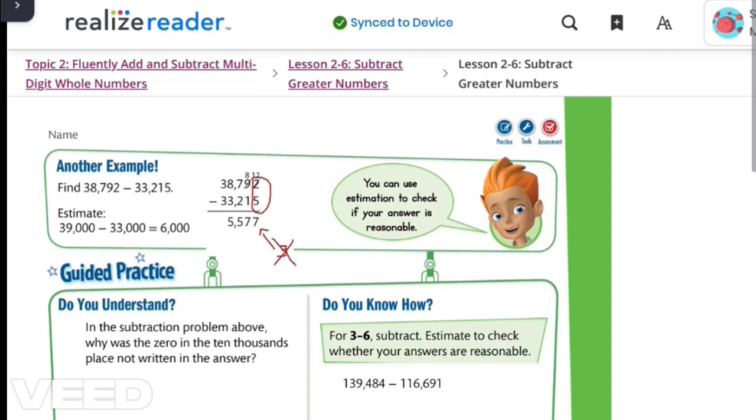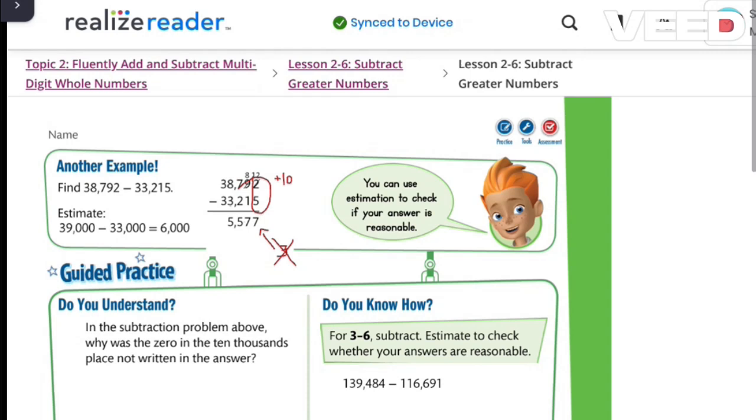Since we cannot do 2 minus 5, if you have 2 reals, you cannot give someone 5 reals. So what you need to do is go to your next door neighbor, which is 9, make it 1 lower, which is 8, and your 2 now becomes 10 higher. It becomes a 12 because 2 plus 10 is 12. Now we can do 12 minus 5, which is 7. 8 minus 1, which is also 7. 7 minus 2, which is 5.